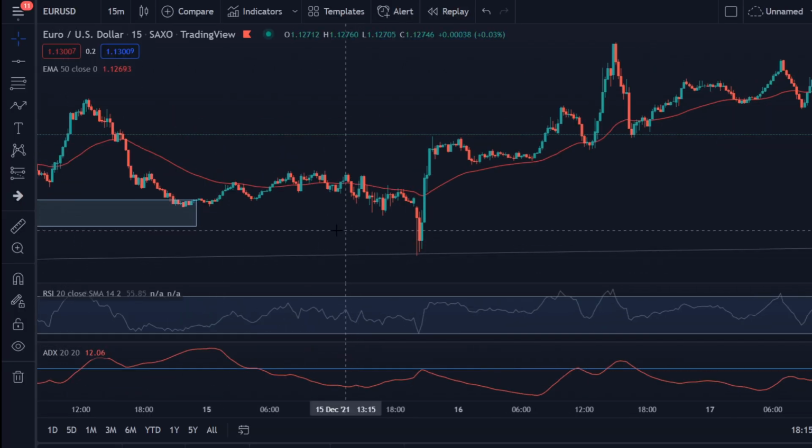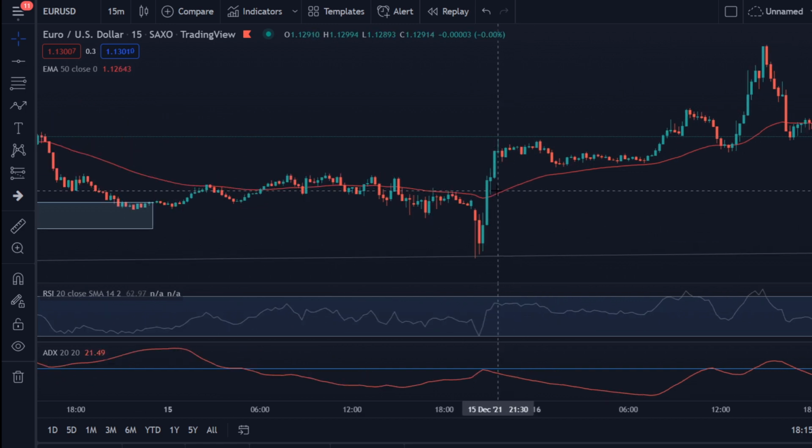So as you can see over here, we have the 50 exponential moving average, the RSI and the ADX. Alright, so how does this trading strategy work? What do the professional traders say? Let me show you what their conditions are.